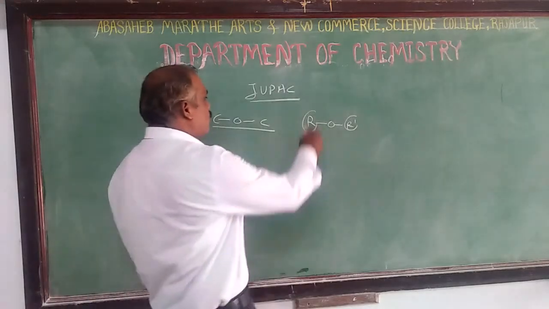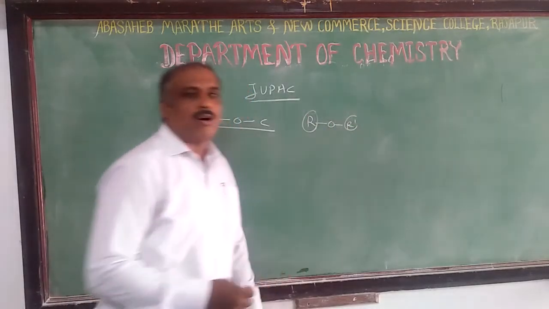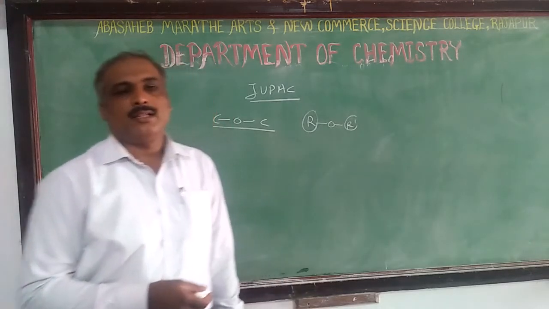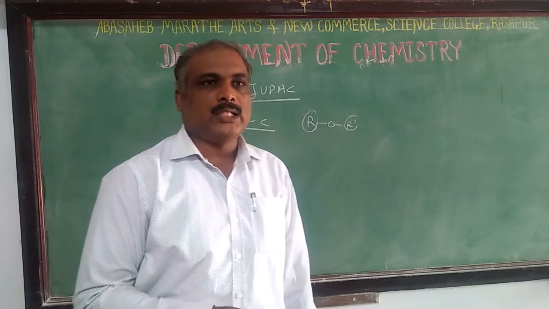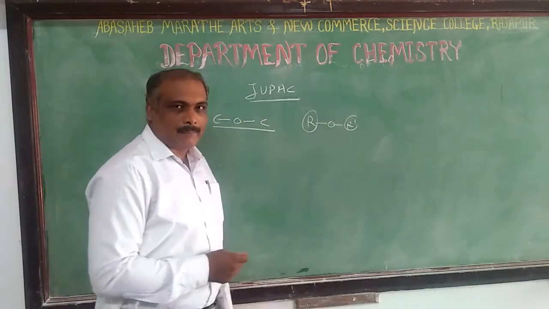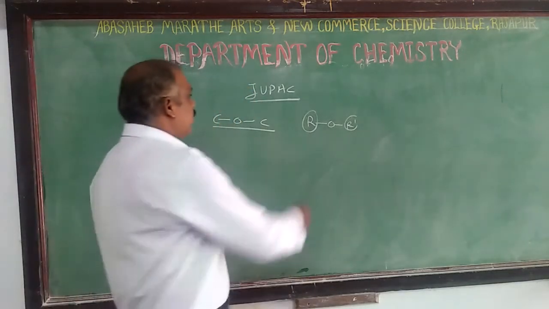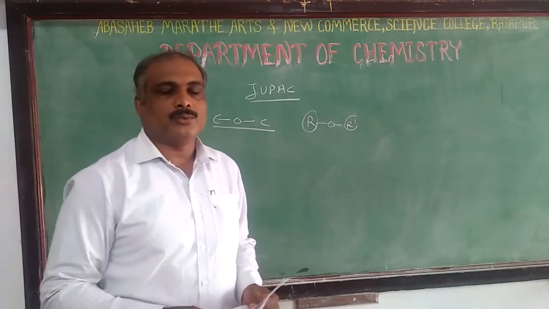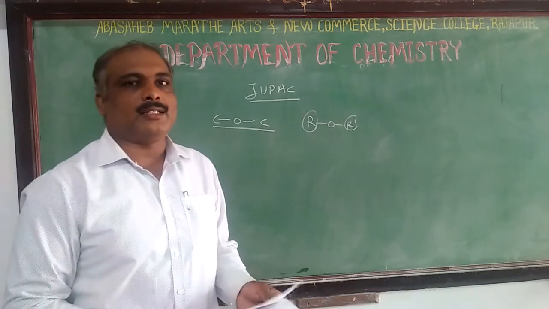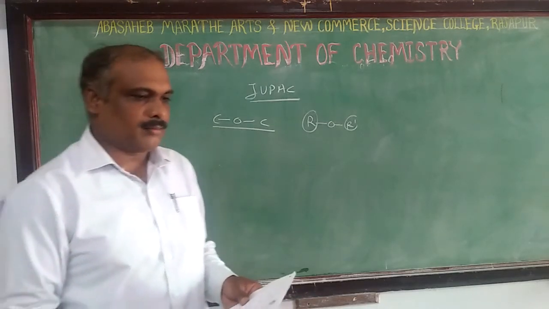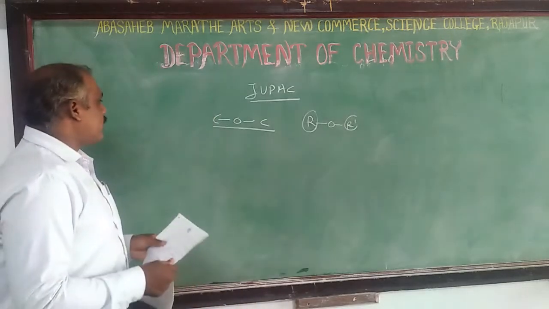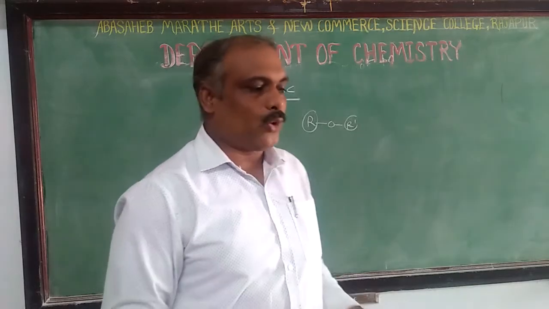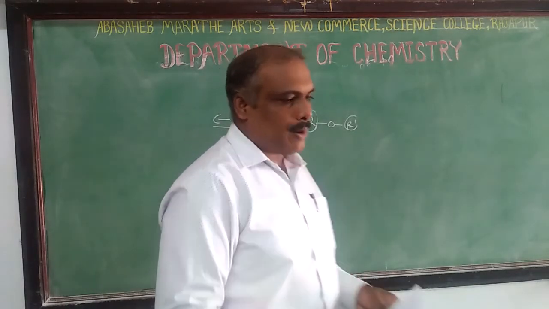If these two groups, alkyl or aryl, are the same, then such an ether is called a symmetric ether or simple ether. If they are different, such ethers are called unsymmetrical ethers or mixed ethers. Then we are going to discuss how to give the IUPAC name for these ether compounds.